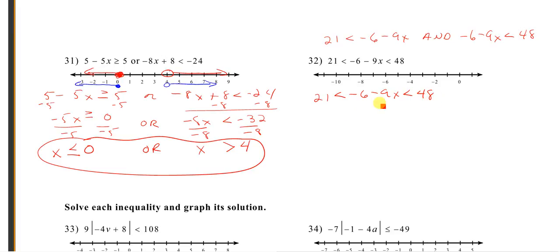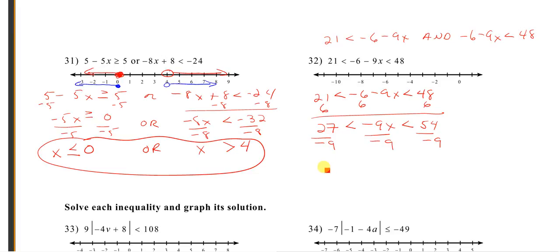Okay, my first step is going to be to add 6. If I add 6 there, I have to add 6 here, and add 6 here. It's 27 is less than negative 9x is less than 54. Next, we're going to get rid of the negative 9, so divide by a negative 9. Now notice that I'm dividing all three pieces by a negative. That's going to switch this inequality sign on both sides of this x. So the inequality sign flips.